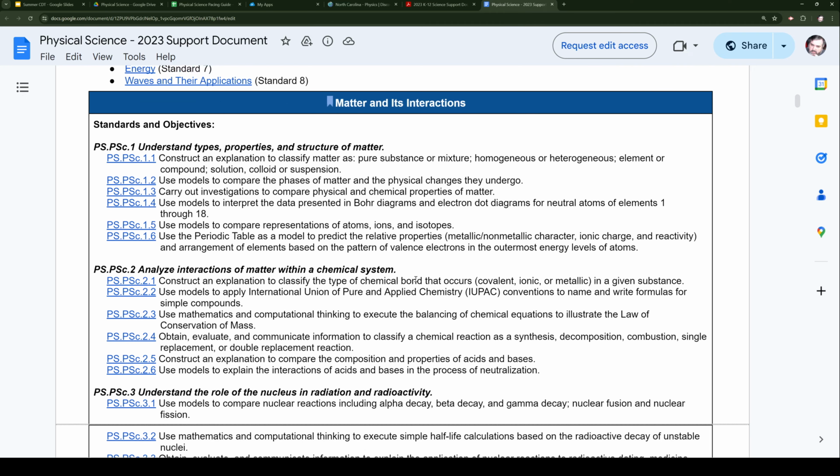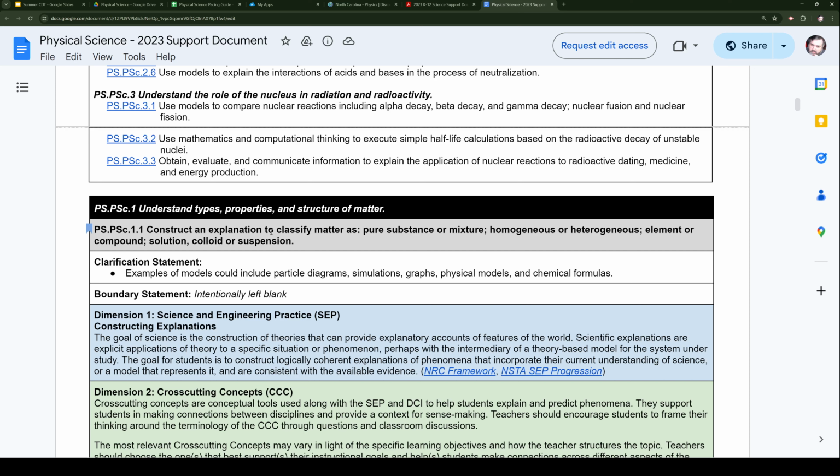So we get straight into matter and its interactions. Construct an explanation, classify matter as pure substances. Use models, analyze, use models, construct an explanation. So this is interesting to me in that they started with the chemistry, whereas the old curriculum had this set to physics first. You start with motion and all of that. And so the way I originally taught this course was I taught chemistry first. For the first half.